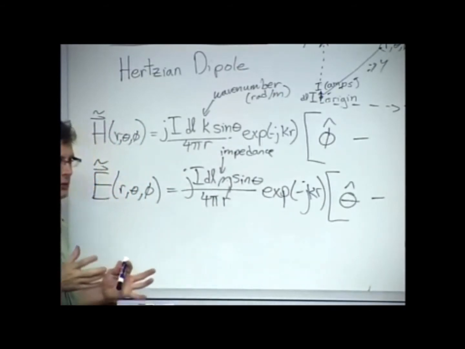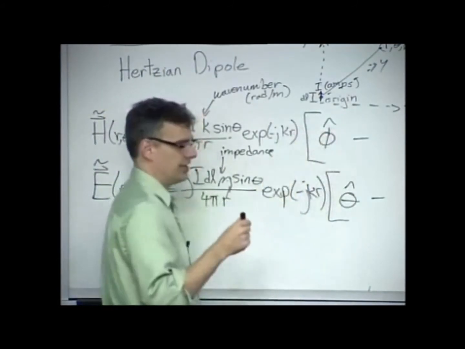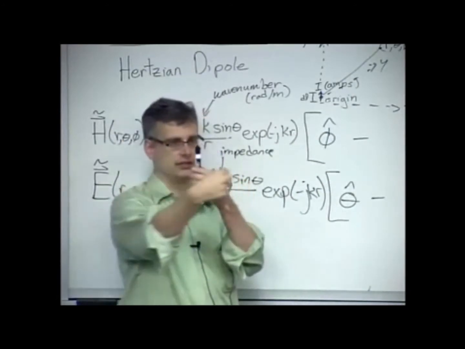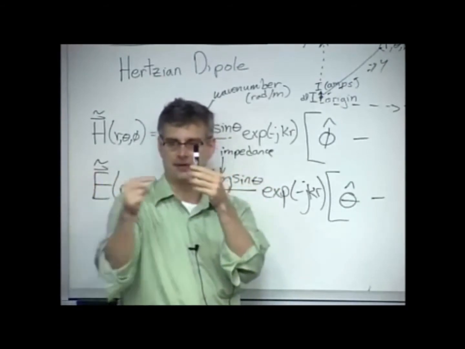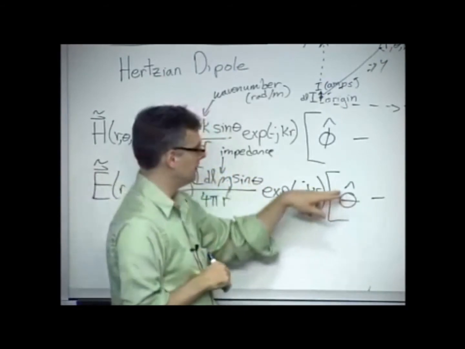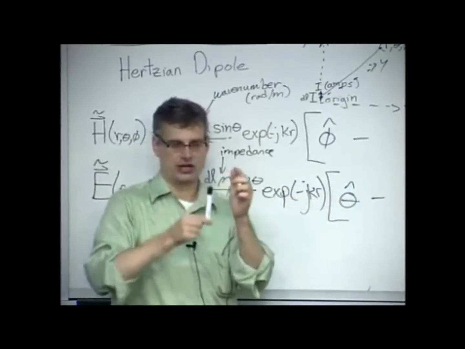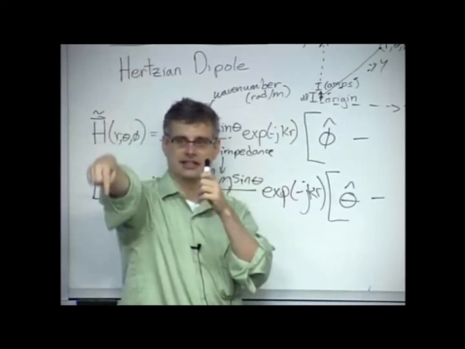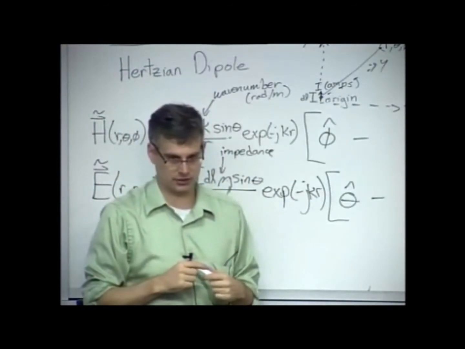Then we get into these polarization terms. Look at H for a second. I have a phi hat. So that means that my oscillating current is going like this, and my H field, at least that component of it, is swirling around in phi hat, my azimuth unit vector. Down here, theta hat, E field, I have my oscillating current back and forth at the origin, and the E field is oscillating back and forth. It's a phasor, and it's oriented in the theta hat direction.